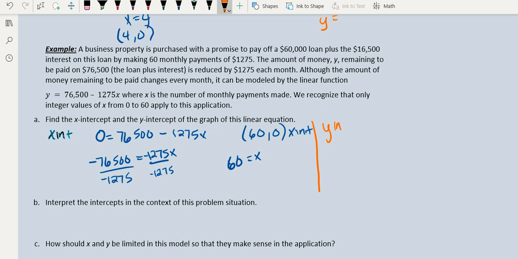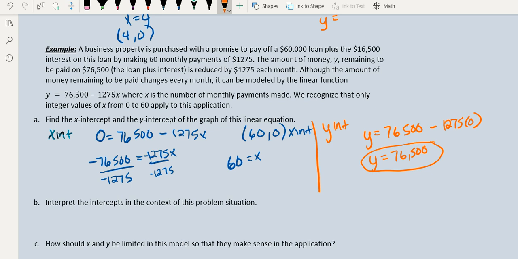For the y-intercept, we do the same thing, except we plug in 0 for x. So y equals 76,500 minus 1275 times 0. So y equals 76,500, and that's it, because 1275 times 0 is 0, and then you just add it with that.